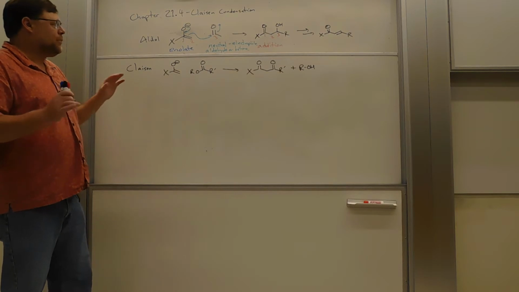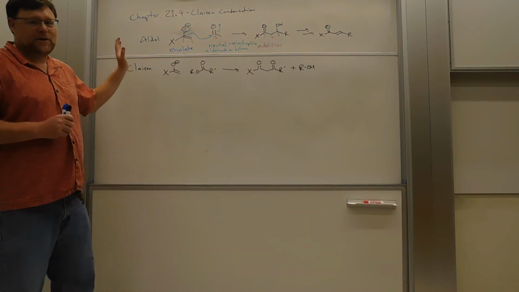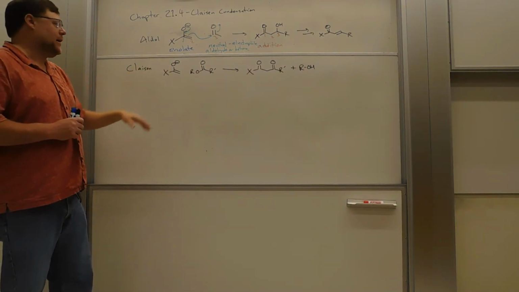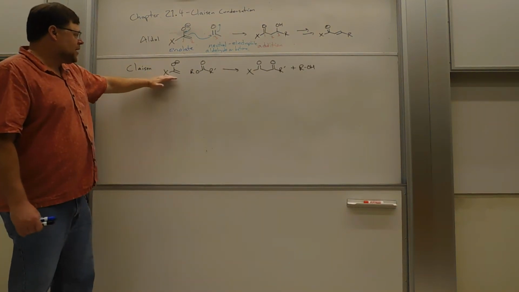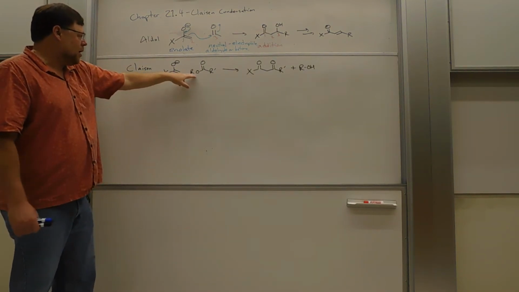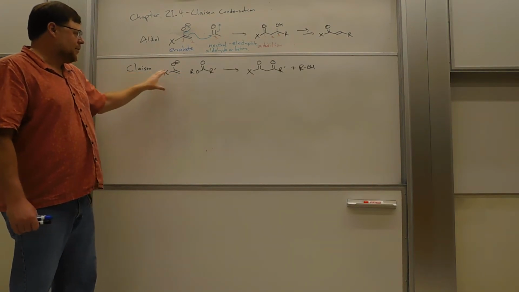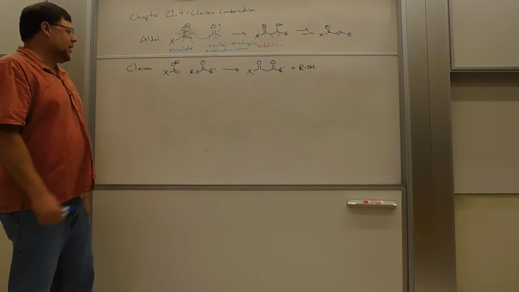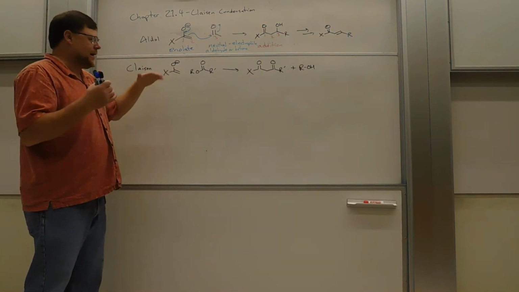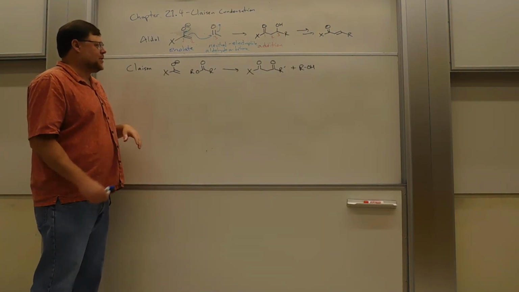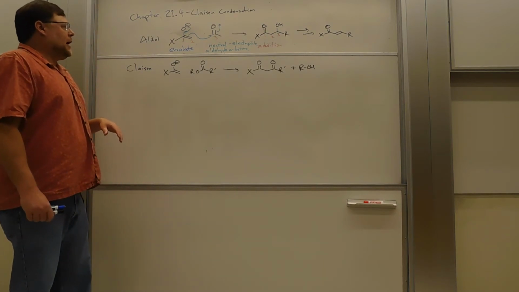The book sort of talks about the Claisen as if it's always an ester enolate attacking an ester. It doesn't have to be that way, though it often is. If X here is OR, this is just going to be two of the same, the enolate of one ester attacking a neutral version of itself. And note the difference.